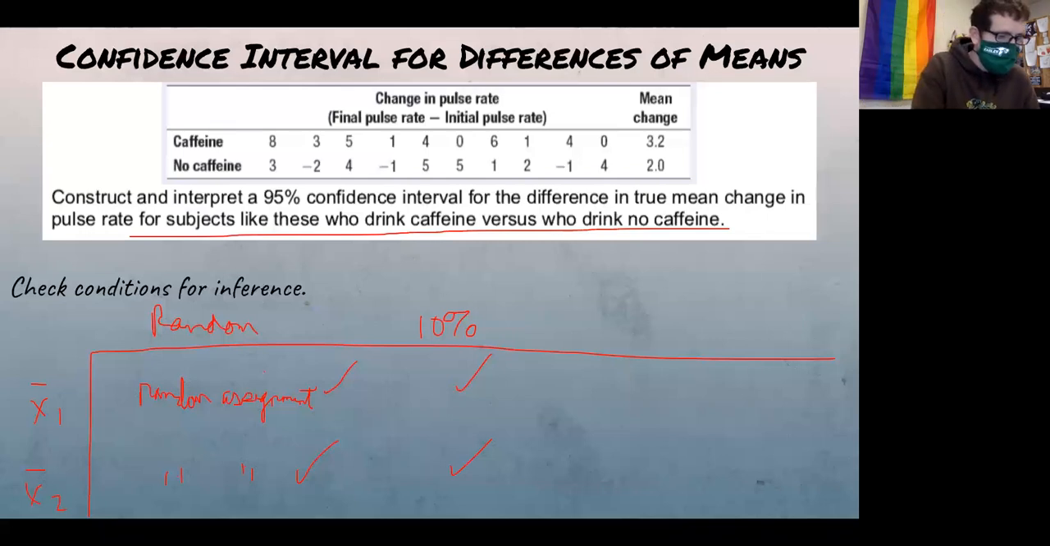And the last one, is it normal? So first of all, did we meet the central limit theorem? No, we did not. You'd have to have a sample size of 30. So is it fair to assume that the population we're drawing from is approximately normal? No.